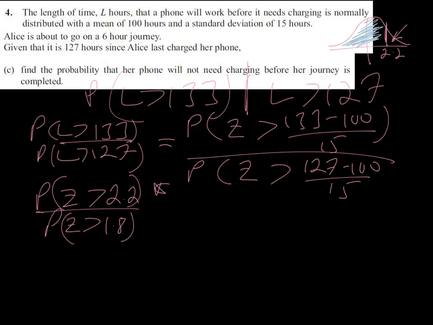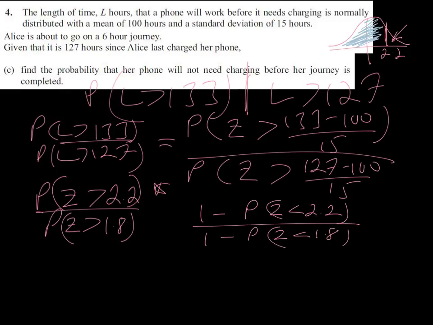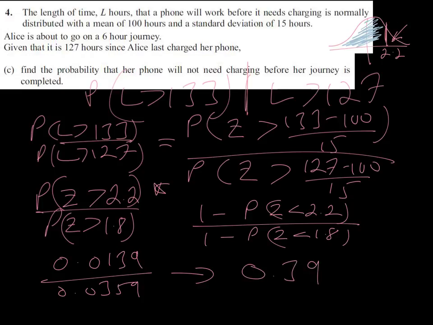So when we look it up in the tables, essentially what we're going to need to do is 1 minus the probability that Z is less than 2.2, divided by 1 minus the probability that Z is less than 1.8. So we end up with that method: 0.0139 divided by 0.0359, which you'll note is exactly the same thing that we would have got using the calculator, which therefore, unsurprisingly, yields the same answer of 0.39 or 39%.